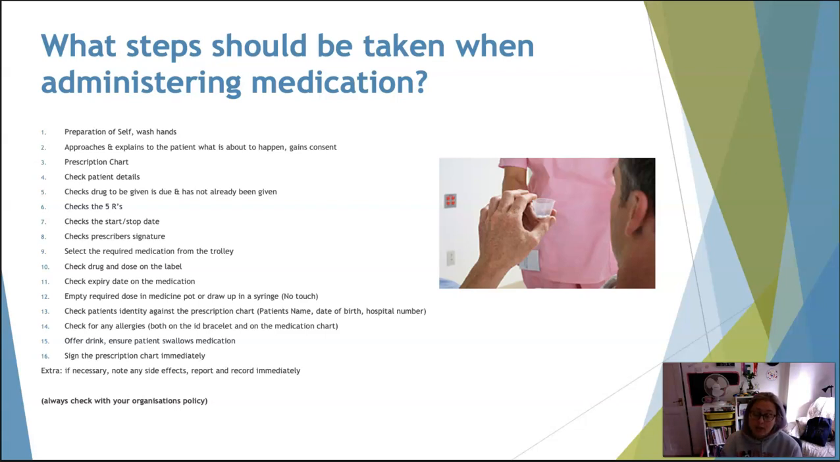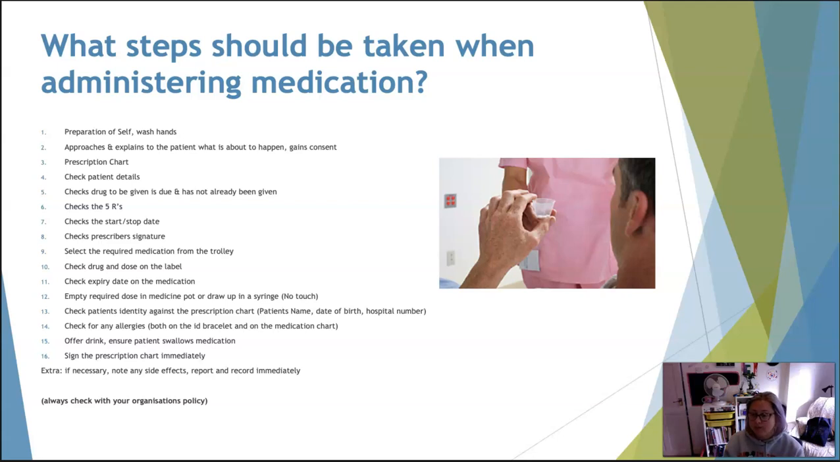We then need to check that we have the medication within the trolley, that the medication is the right dose as it is on the box, as it is on the packet, and that medications haven't been mixed up by accident at a different time. We need to check the expiry date on the medication. Even though, as we said earlier, these medications should have already been checked regularly, these things can slip through, accidents can happen, and it's really important that we check all these things on our medications before we give them to our patient.